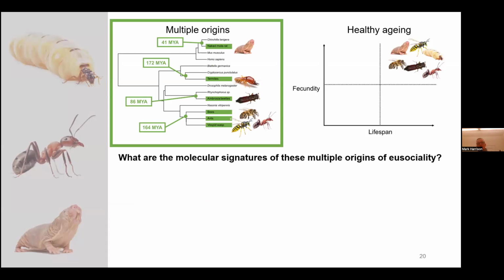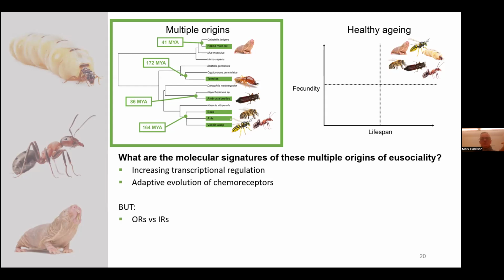So just to summarize, if we look at the different origins of eusociality that have been looked at in genomes so far, we seem to have a consensus that increasing transcriptional regulation appears to be important, and the adaptive evolution of chemoreceptors. However, there are lots of differences. So odorant receptors in Hymenoptera seem to be important, whereas ionotropic receptors are more important in Blattodea. So we have the same selective pressure there for chemical communication to evolve, but you have different origins and different molecules which are being selected upon.